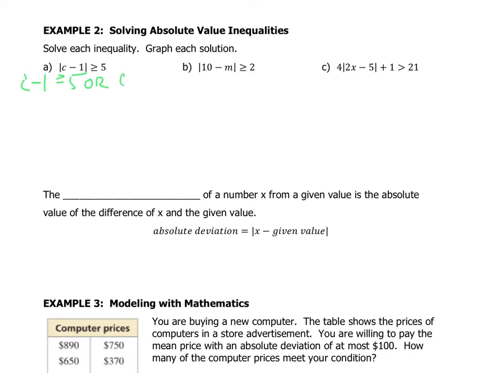So then I would do the c minus 1 again, and remember to reverse the inequality and go negative. And then we're just adding 1 to both sides to get c is greater than or equal to 6, or adding 1 to both sides, and we're going to get c is less than or equal to negative 4.